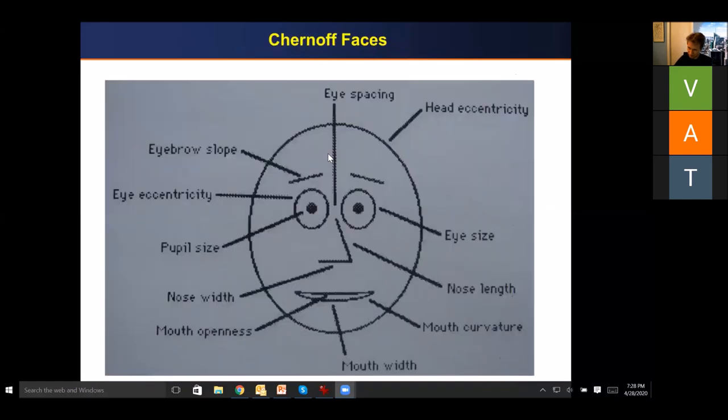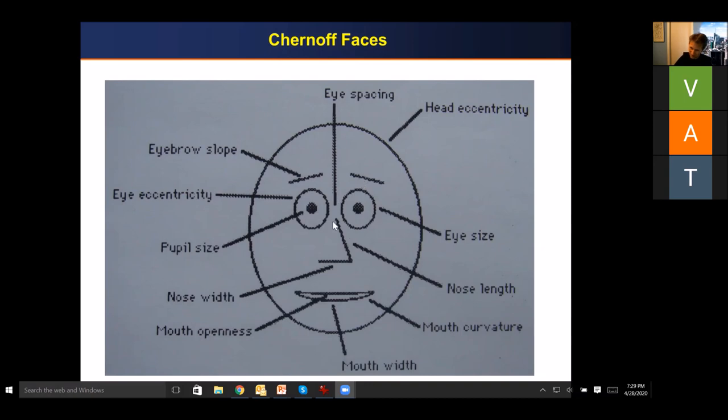There are different variables here: eye spacing, head eccentricity, eye size, nose length, mouth curvature, mouth width, mouth openness, and so on, right? There are all these different variables of a human face that you can map a variable to. For example, salary, you can map to mouth curvature. When the salary is high, you make it like this. Salary is low, you make it like this. Nose width, you can map to how long he's been married, and then pupil size, you can map to the size of the house, and whatever it is, right?